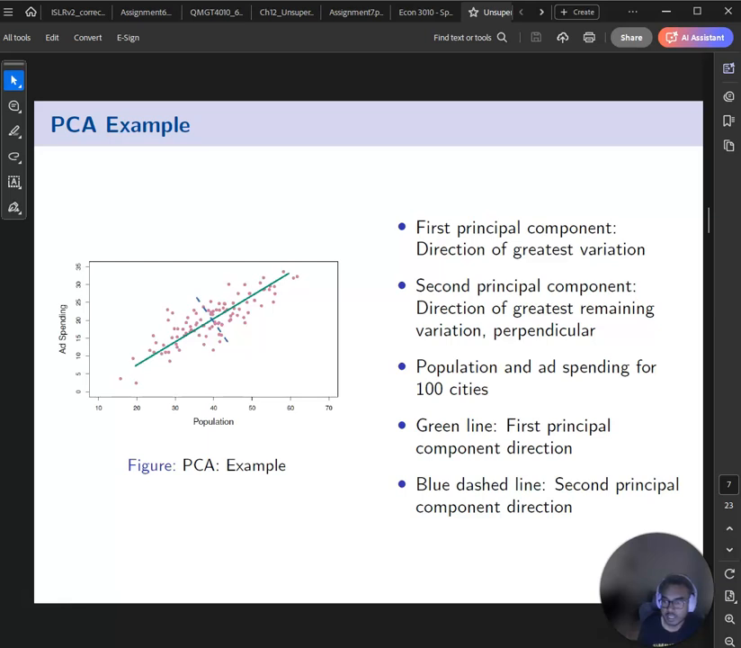What's interesting here is that most of the variation follows a diagonal pattern. Cities with larger populations tend to have higher ad spending. PCA automatically identifies this pattern without us having to specify it. If we were to use just the first principal component, we would still capture most of the information in this data set, effectively reducing it from 2 dimensions to 1.